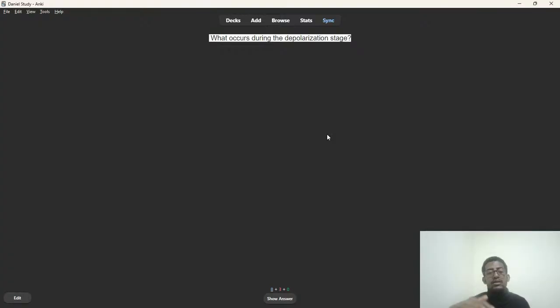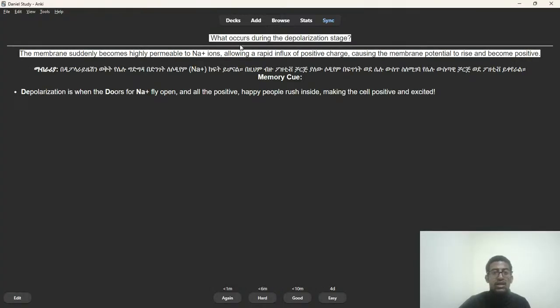As I said earlier, during the depolarization stage sodium goes into the cell, and the inside of the cell becomes more positive. So the membrane suddenly becomes highly permeable, and suddenly, there is no word called sudden, right? But let's say it is sudden. So permeable to sodium ions, allowing rapid influx of positive charge, causing the membrane potential to rise and become positive.